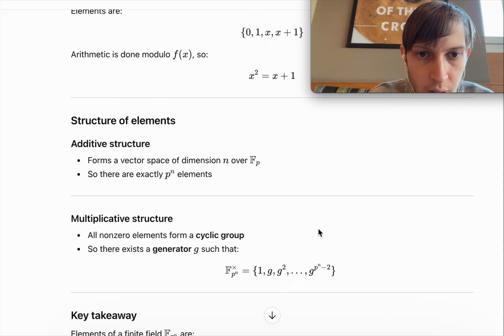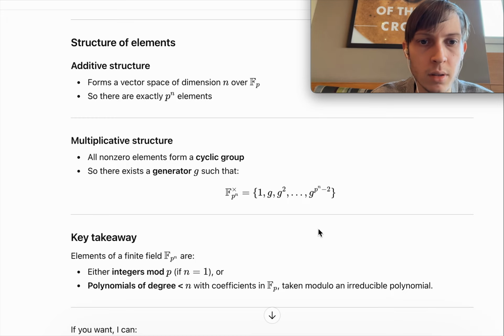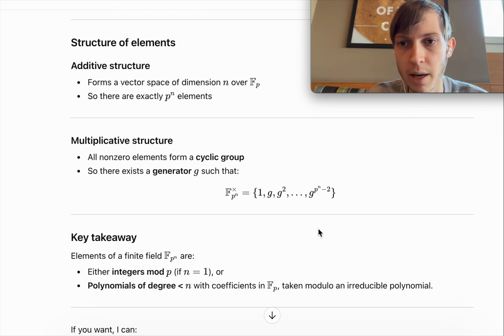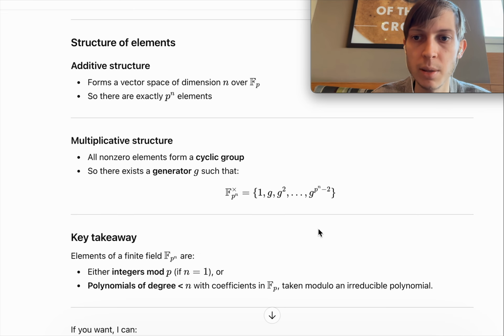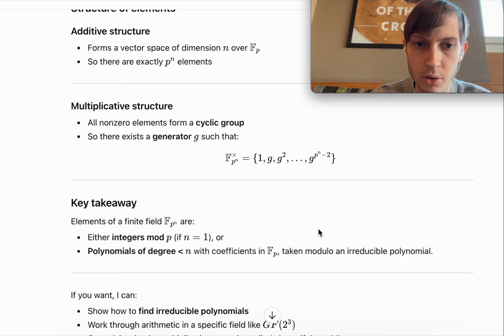So there is an additive structure: it forms a vector space of dimension n over F sub p, and there are exactly p to the n elements. And there is a multiplicative structure: all non-zero elements form a cyclic group. A cyclic group is basically where you take one element, keep multiplying it, and generate all the remaining elements in that group. That's what cyclic means. There exists a generator g such that g to the 0, g to the 1, and so on.